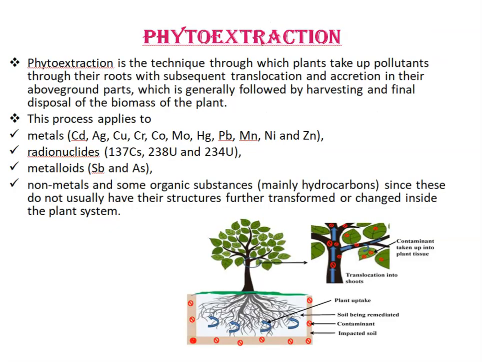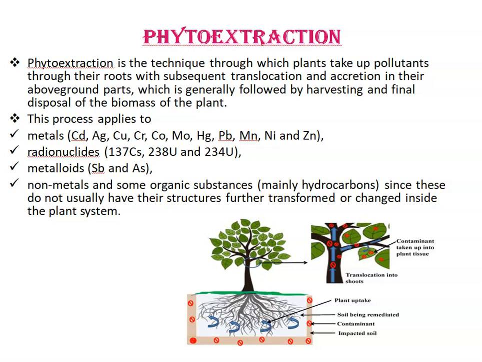First of all, we'll start with phytoextraction mechanism. Phytoextraction is the technique through which plants take up pollutants through their roots. As you can see here, these are roots with subsequent translocation to the above ground parts, right? So, which is generally followed by harvesting and final disposal of the biomass of the plant.